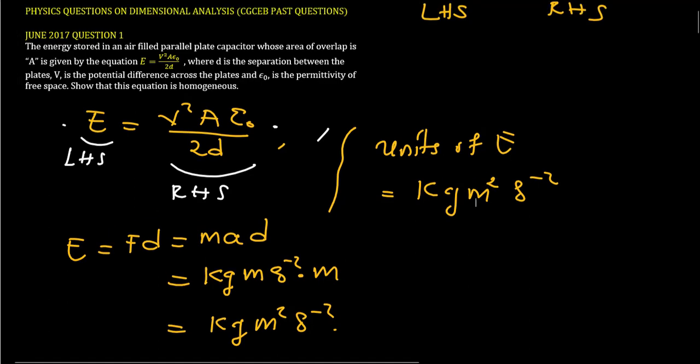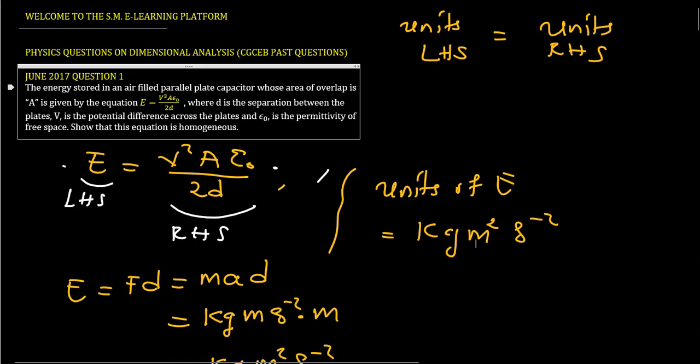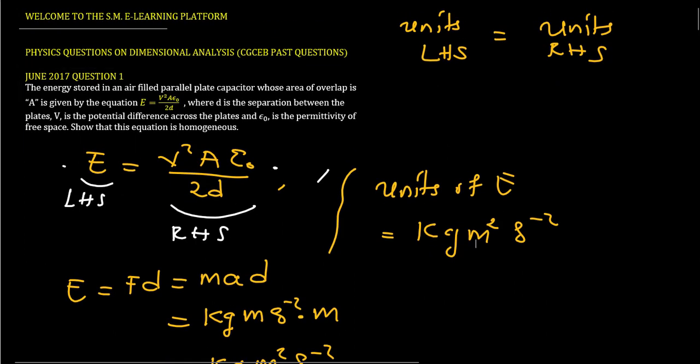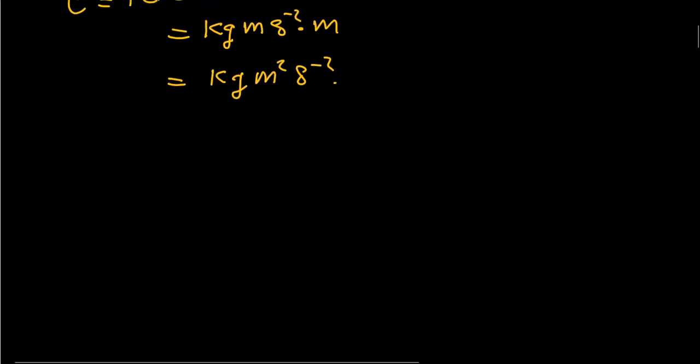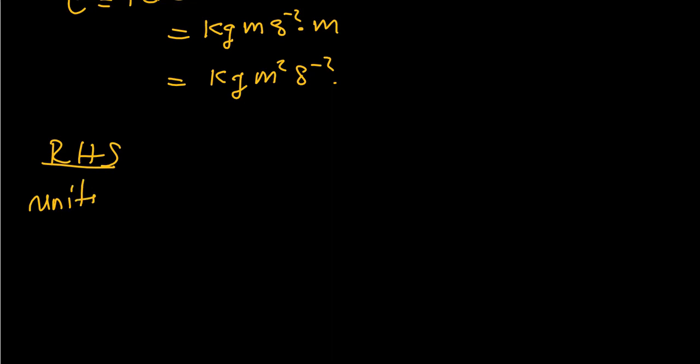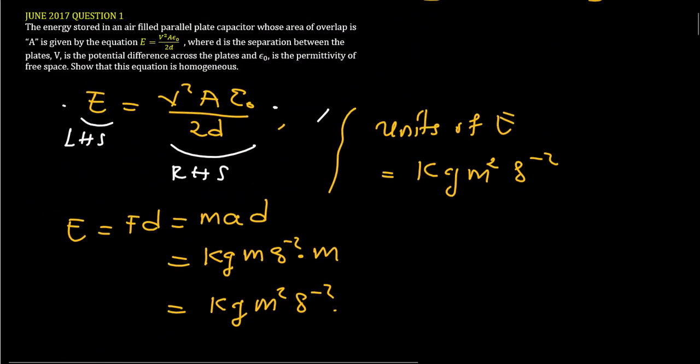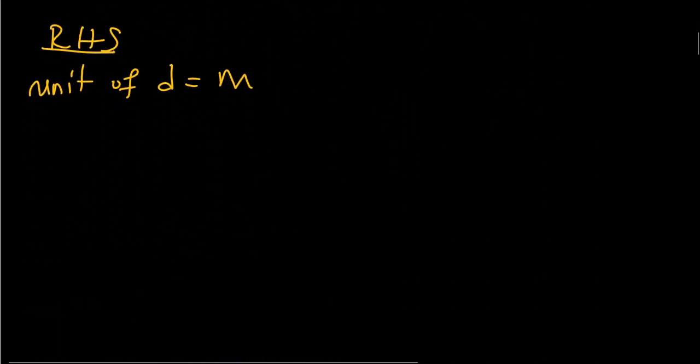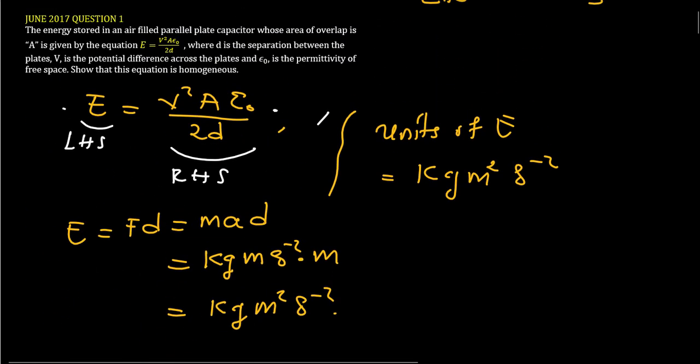Now we are going to verify the units of the right hand side, but always know what the quantities define. Let's begin with easy quantities like d, which is the separation. So what is the unit of d? Since d is separation, the base unit is the meter. Now the next is A, which is the area of overlap. Area is the measure of the length and the width, so it's given by meter squared. The next quantity is epsilon naught and V squared.